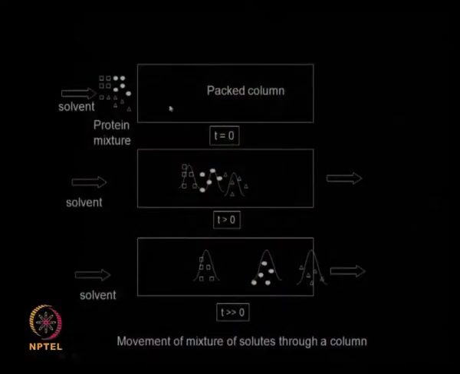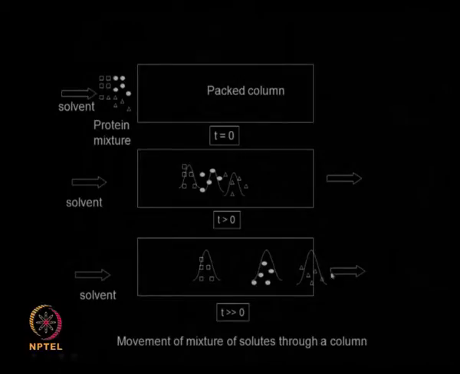So this picture tells you pictorially what is happening. We have a packed column, and then we have a continuous solvent flowing through. You have a mixture of material that needs to be separated, which is fed from one end. So it could be a protein mixture, like you may have square proteins, circular proteins, and triangular proteins. At time equal to 0, you are injecting this particular mixture. As it travels through the column, slowly separations start happening, and when the things exit the column, you will have a very good separation.